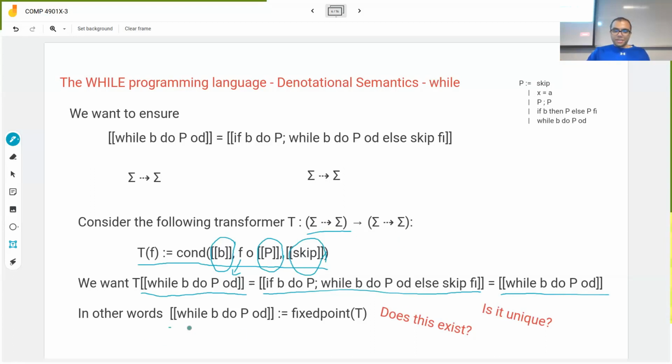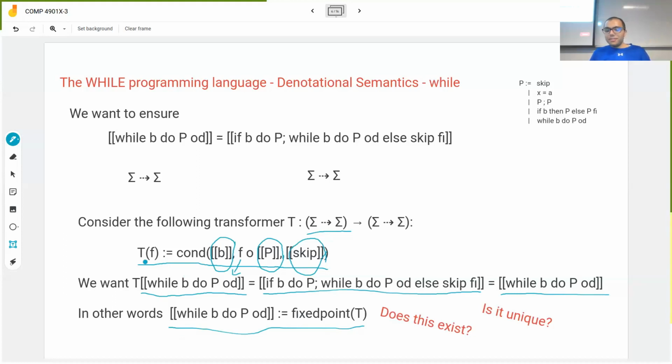So great, I can use this as a definition, right? Because the concept of a fixed point is a mathematically well-defined thing. If I have a function T, X is a fixed point of T if T of X is equal to X. So I can just say the semantics of while B do P is going to be the fixed point of this function, well, it's a function, but it's better to call it a transformer. The semantics of my while is going to be the fixed point of this transformer.